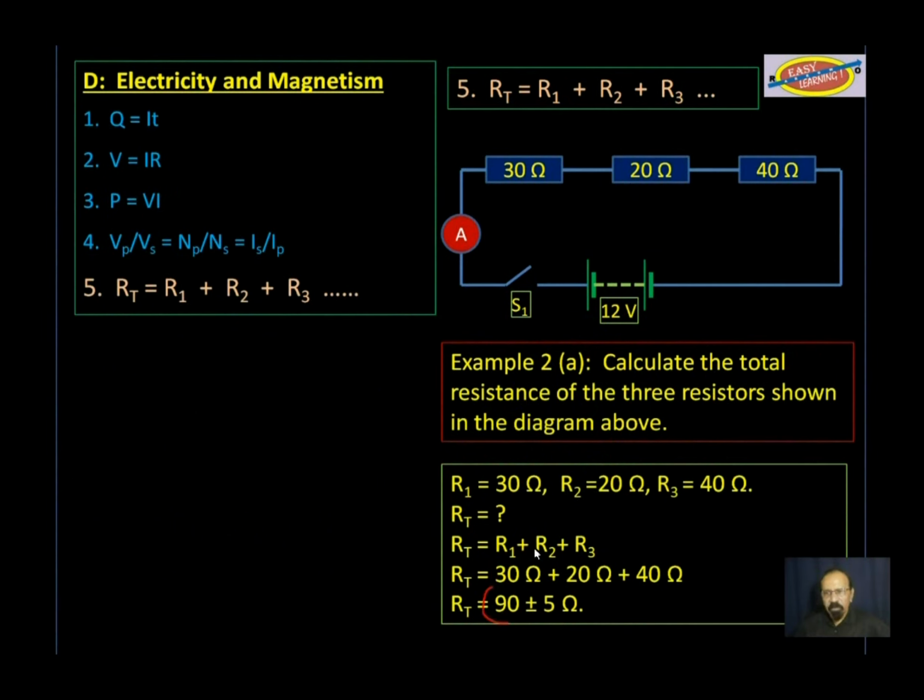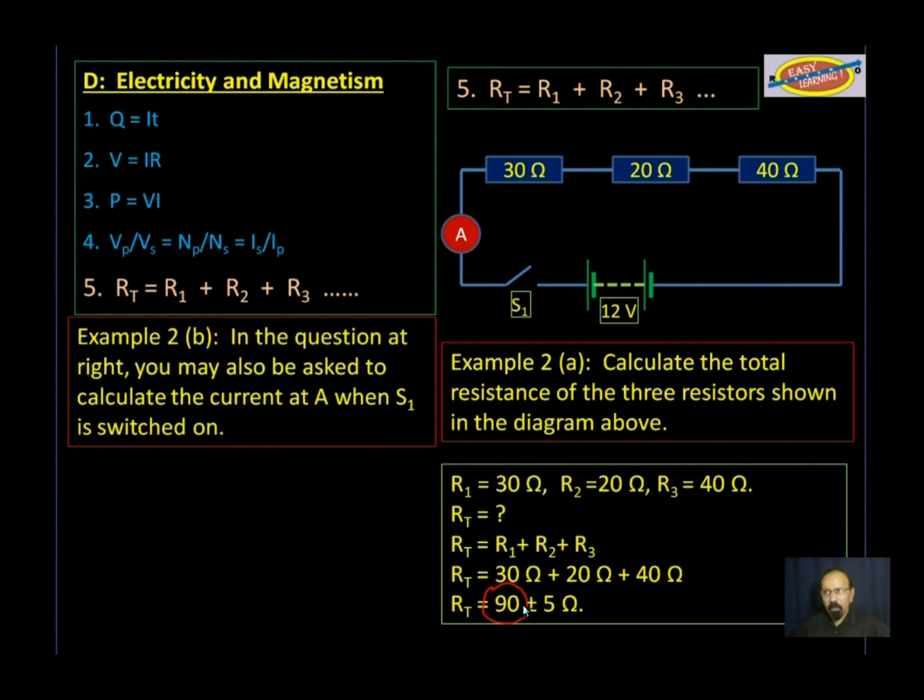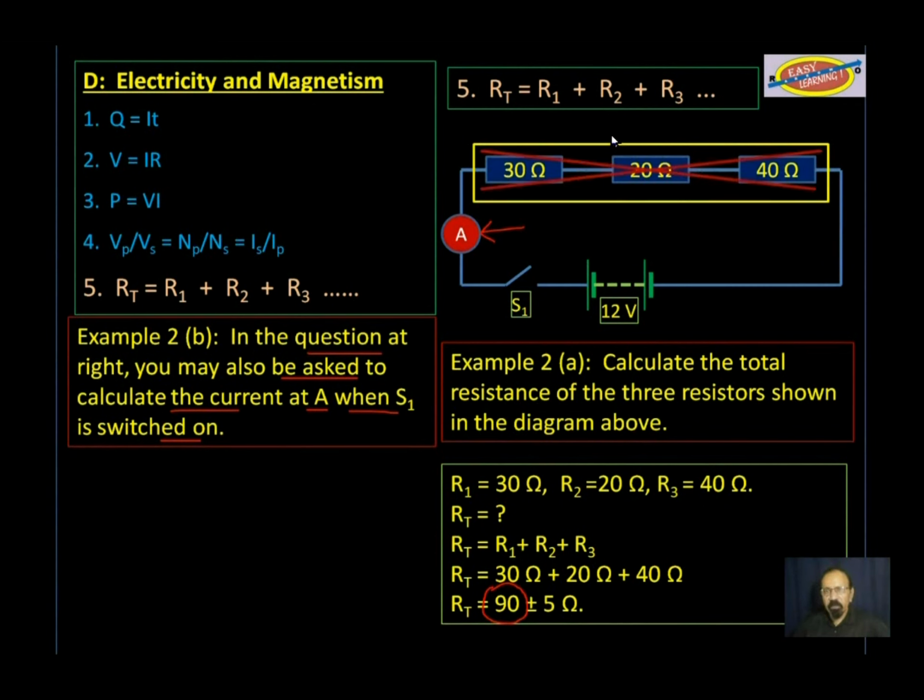Now we found that the resistance is 90 ohms. In this question, you may also be asked to calculate the current at A, which is here, that ammeter, when the switch is switched on. So let's see what we know. We can treat all of those as one resistor of 90 ohms. So our resistance is 90 ohms. The potential difference or voltage is 12 volts. We want to find current. We know that V is equal to IR. Therefore, I is equal to V over R.